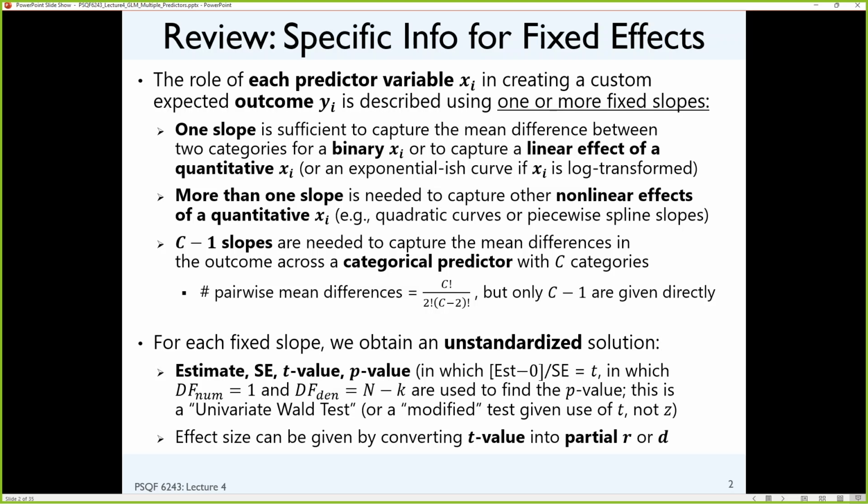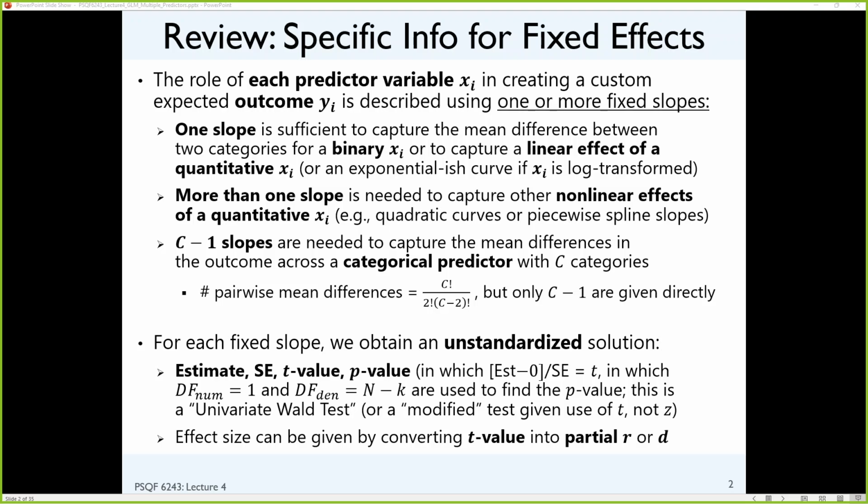So, reviewing time. Fixed effects come in 2 kinds, right? Intercepts and slopes. So far we've talked about instances of general linear models predicting quantitative outcomes, what the role of each predictor variable is in creating a custom outcome. Use one or more fixed slopes. So if you have a variable that is quantitative and you're expecting a linear relationship only, that can be done in one slope. If you have a binary predictor, 0s and 1s are the only possibilities, there's only one difference between the two, that takes a single slope.